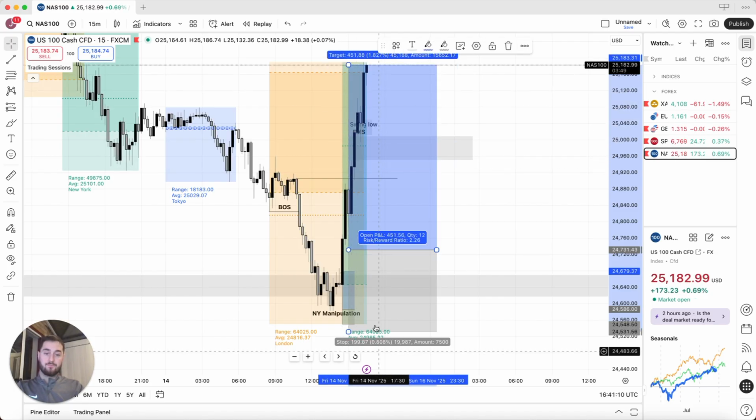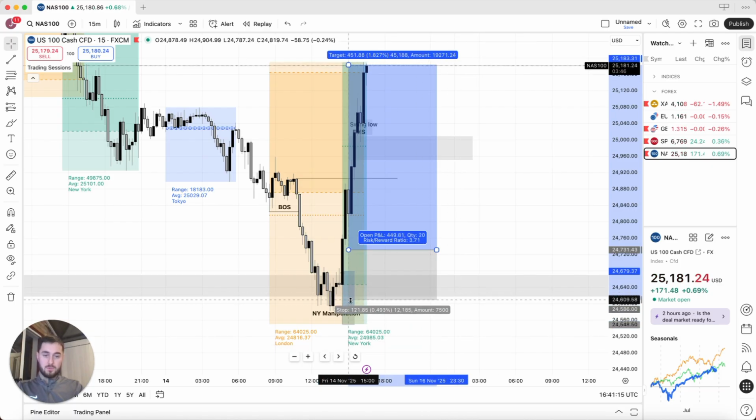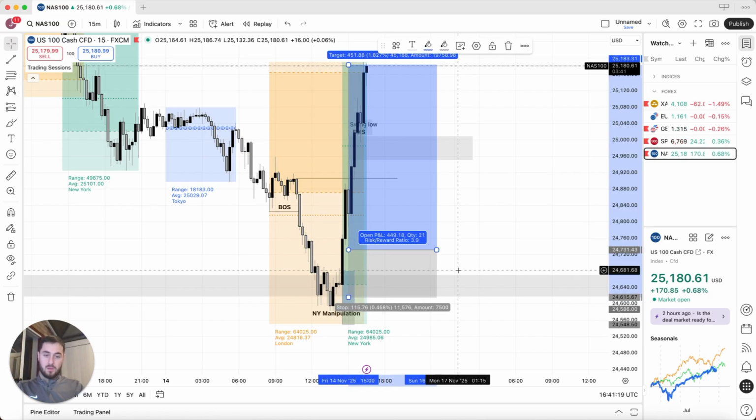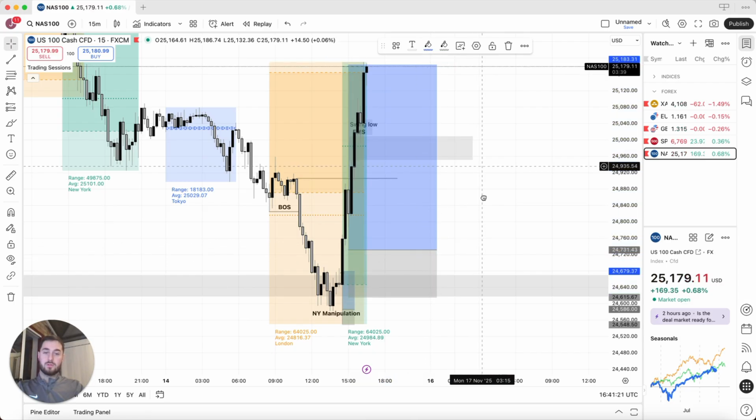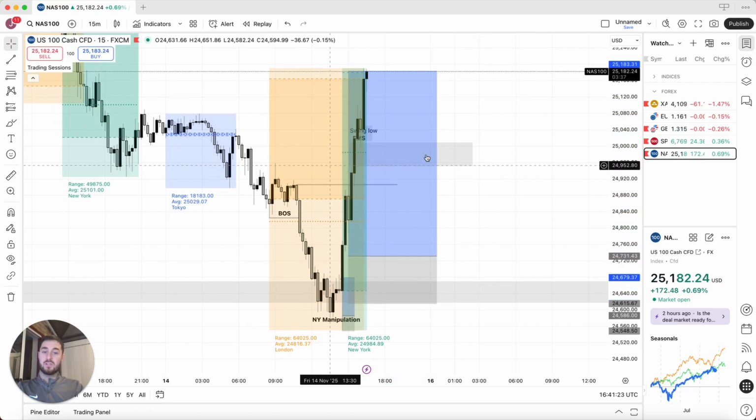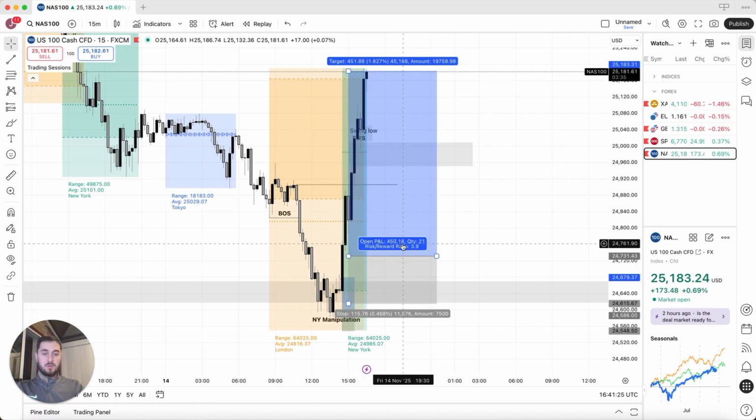Target 1 to 3 again. Stop loss below these lows. That's like a 1 to 4 almost, which would give you pretty insane results.